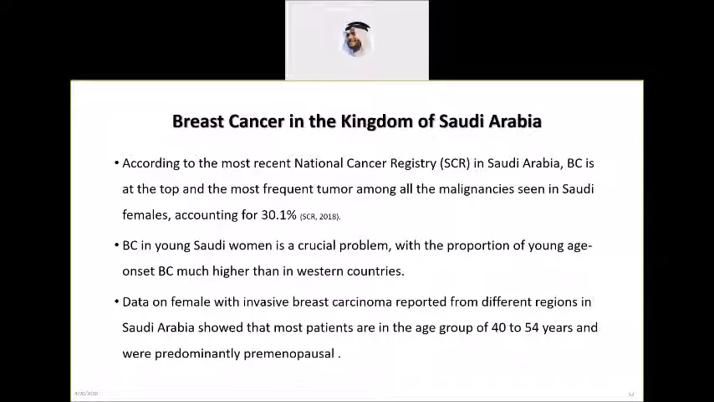What is the situation here in Saudi Arabia? According to the most recent National Cancer Registry in Saudi Arabia, breast cancer is at the top and is the most frequent tumor among all malignancies seen in Saudi females, and it accounts for more than 30% of all female cancers. Breast cancer in young Saudi women is a crucial problem, with the proportion of young-age onset much higher than in Western countries. Data on females with invasive breast carcinoma reported from different regions in Saudi Arabia show most patients are diagnosed in the age group from 40 to 54 years.